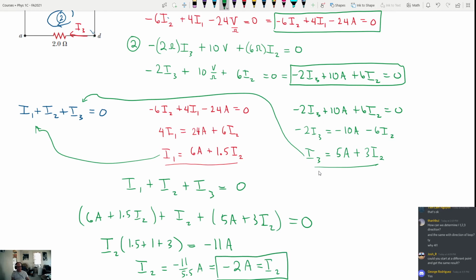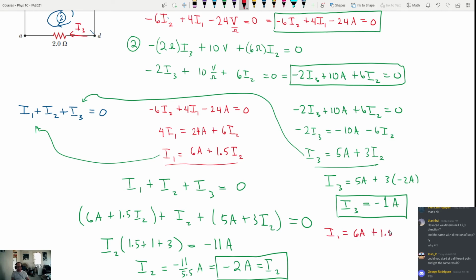Let's solve for the other two. According to this equation right here, I3 is equal to 5 amps plus 3 times -2 amps, because that's what I2 is equal to. So 5 minus 6, I3 is equal to -1. Getting these nice round numbers is probably not by chance. And finally, our equation for I1 is that I1 should be equal to 6 amps plus 1.5 times I2, which is -2 amps now, and we end up getting that I1 is equal to 3 amps.